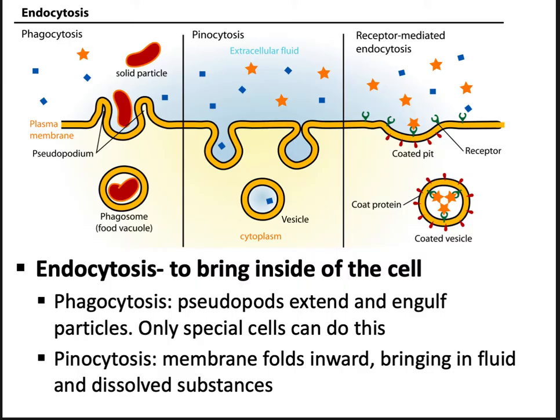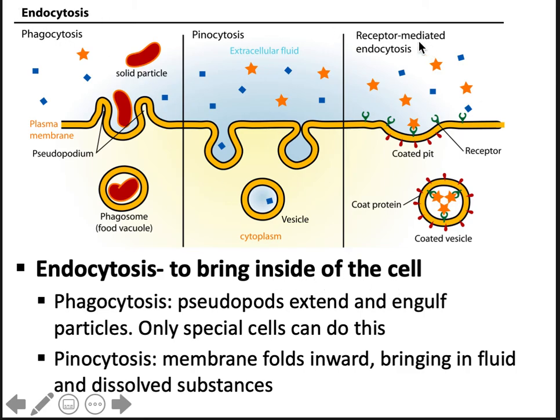So a little bit more about the membrane. It can be used to bring large particles in or release large amounts of things out. So we see endocytosis is the process of bringing some substance inside of the cell.